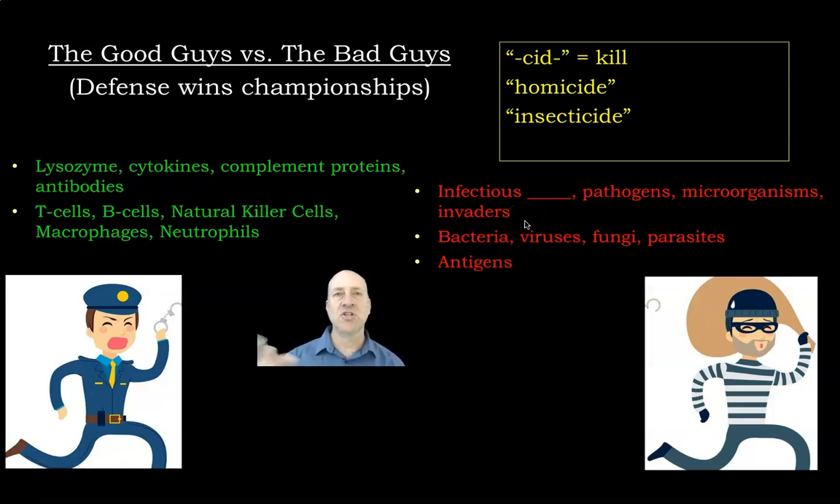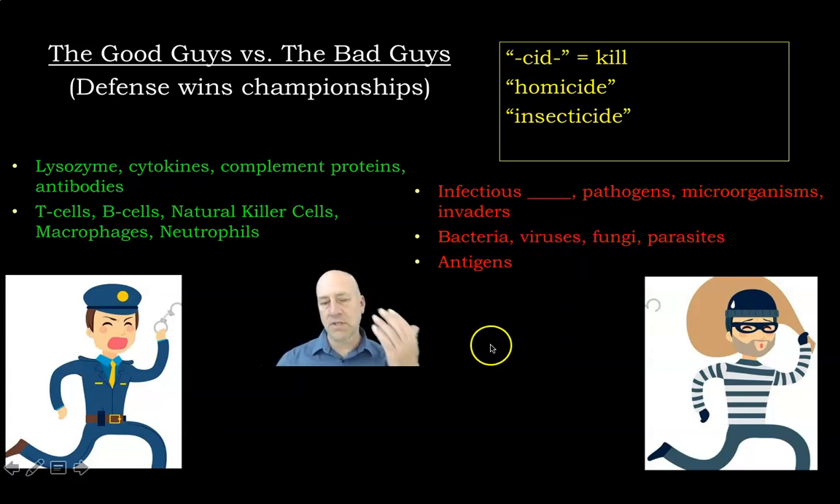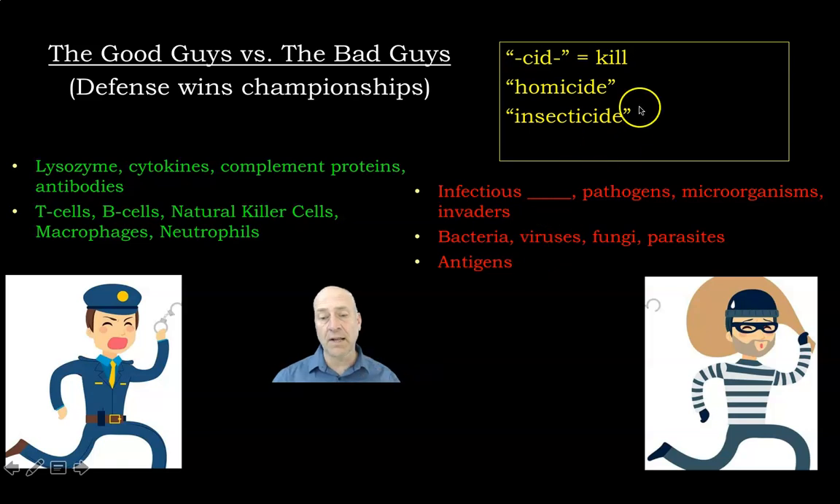And on the right hand side, the bad guys, so infectious blank. Anytime you hear me say infectious agents, infectious microorganisms, it's something that's infecting you that's going to do you harm. Pathogens is another way you'll hear me talk about microorganisms. I'll shuffle these all around. Microorganisms, invaders, bacteria, viruses specifically, fungi, parasites specifically. Antigens is a key word. That's a foreign substance that's going to cause trouble if you don't figure out how to deal with it.